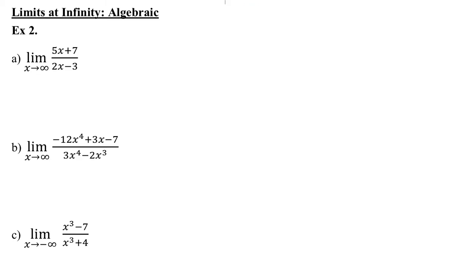Now we're going to evaluate the limit as x approaches infinity or negative infinity of different algebraic expressions, which can help you describe vertical asymptotes and things like that. Okay, now if I wanted to use direct substitution, I would get 5 times infinity plus 7 over 2 times infinity minus 3, which would give me infinity over infinity, which is basically indeterminate. So I need to play with this a little in order to make this work.